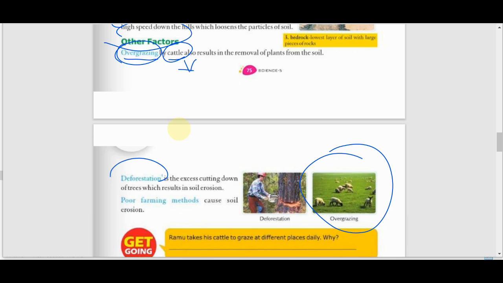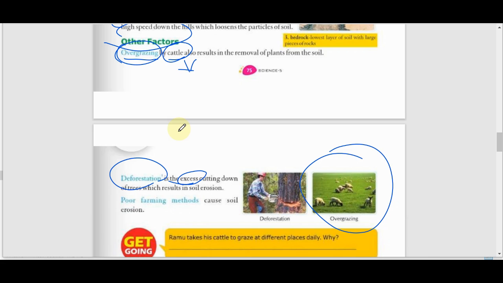The second cause you will see is deforestation. If we cut all the plants, if we are cutting down the plants with an axe, what will happen? Definitely their roots will not be able to hold the soil particles, so these soil particles can be easily washed out. In the same way, अगर plants नहीं होंगे, then it will cause soil erosion.